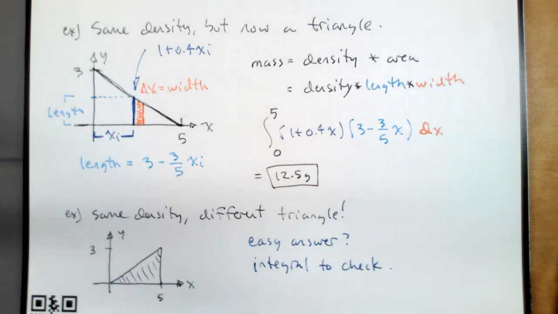All right, so this is your problem for today. Same density, but different triangle. What's the easiest answer? How do we get there by subtracting? How are the 30 and the 12.5 going to go into this? How can we think about that? Then let's set up an integral to check that our intuition was correct.